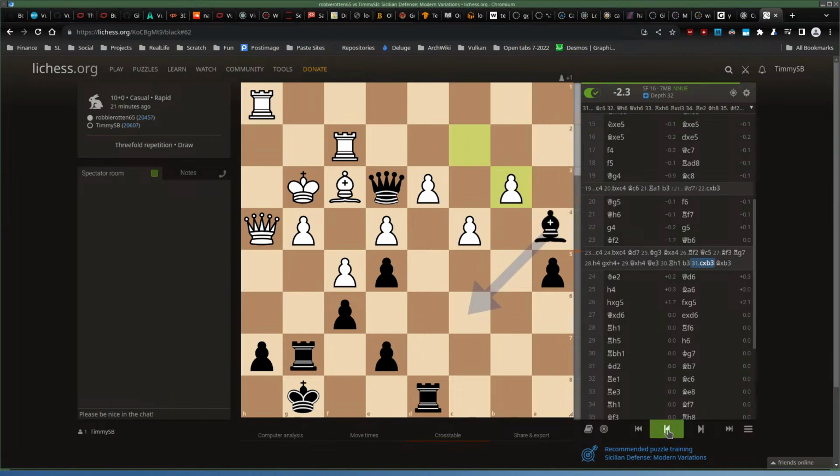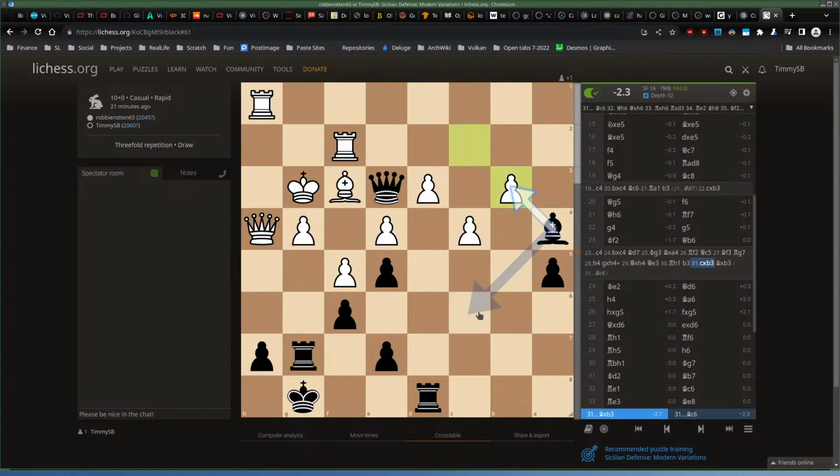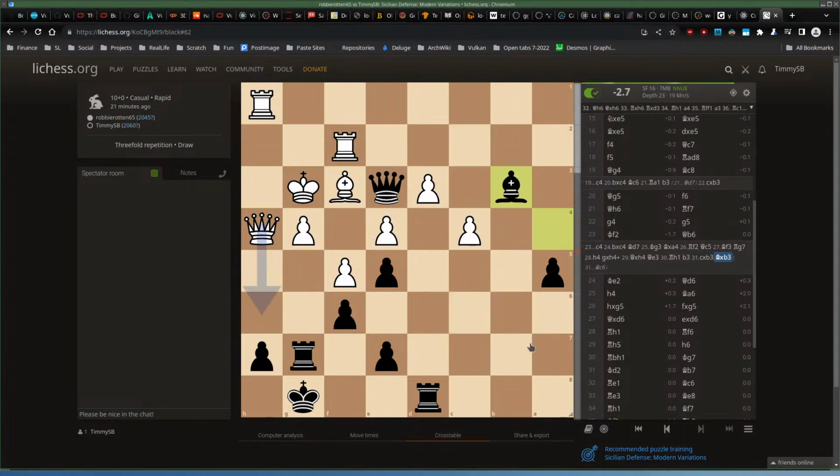Try it again. So going back is minus 2.3, and taking here is minus 2.7. But this is the move that you should do. Okay, what happens if I actually go there? Minus 2.3. Minus 2.2. Minus 2.3. Back. Take there, my move. Minus 2.7. It's better for black, man.